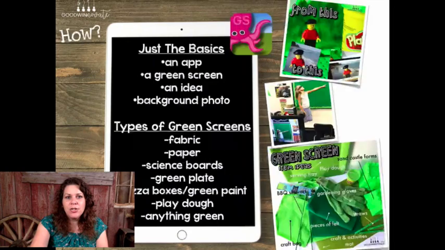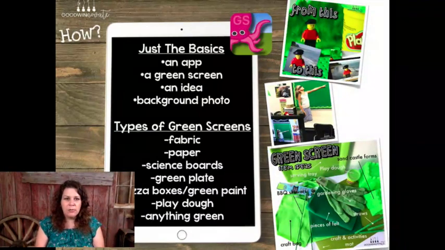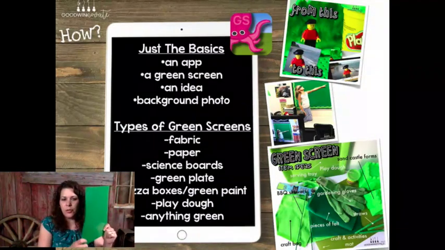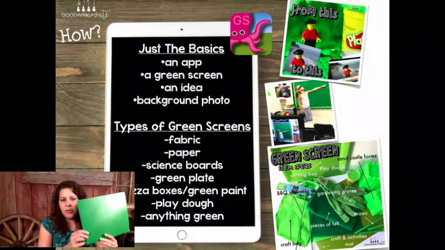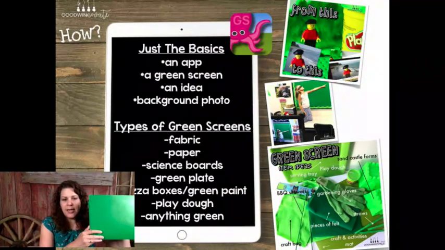I'm going to go right into how to get started, and just the basics are all you need to get started, which is an app or a green screen way to film, a green screen, and an idea. And the green screen can be as simple as just a little folder and making a green screen area in your classroom. I know a lot of people don't have a lot of space to make a green screen area, and you're taking things down and up a lot, but this is a little folder, and you can use this with puppets or little toys or little minifigures, things like that.